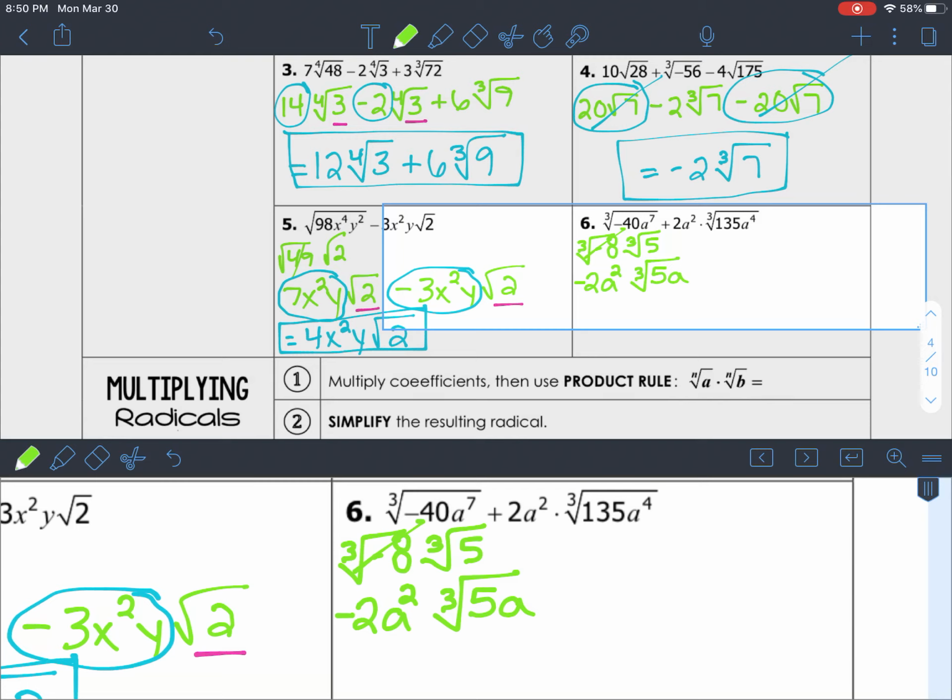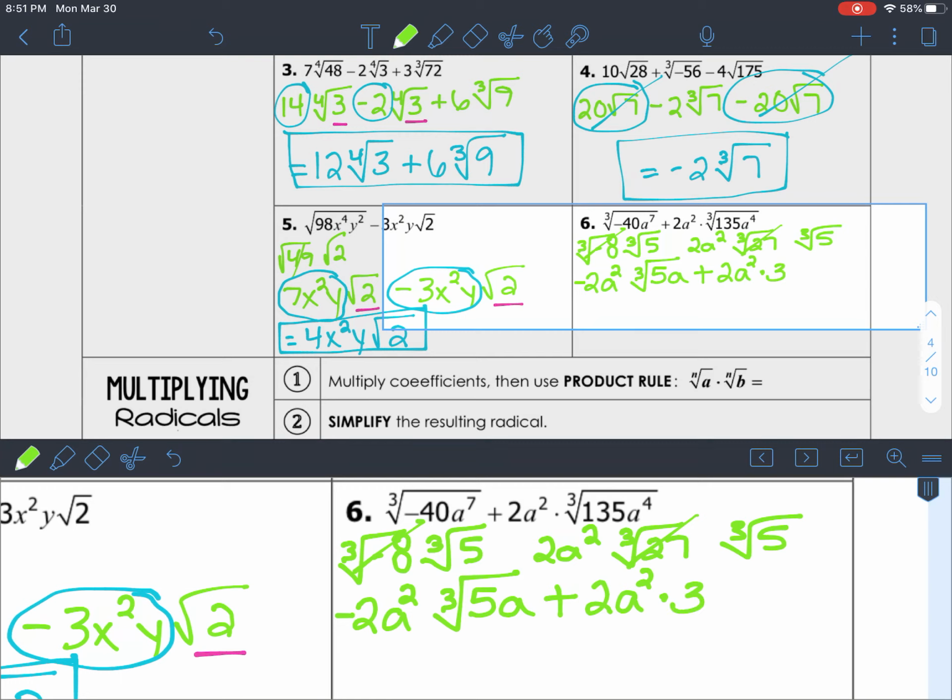If I simplify the other section, so we still have that 2a squared on the outside. 135a to the 4th. I need to think about what are the perfect cubes that go into that. So one of them is 27 and the other one is 5. So the perfect cube is 27. So this guy becomes 3. So I'm going to put my little plus here. So 2a squared times 3.